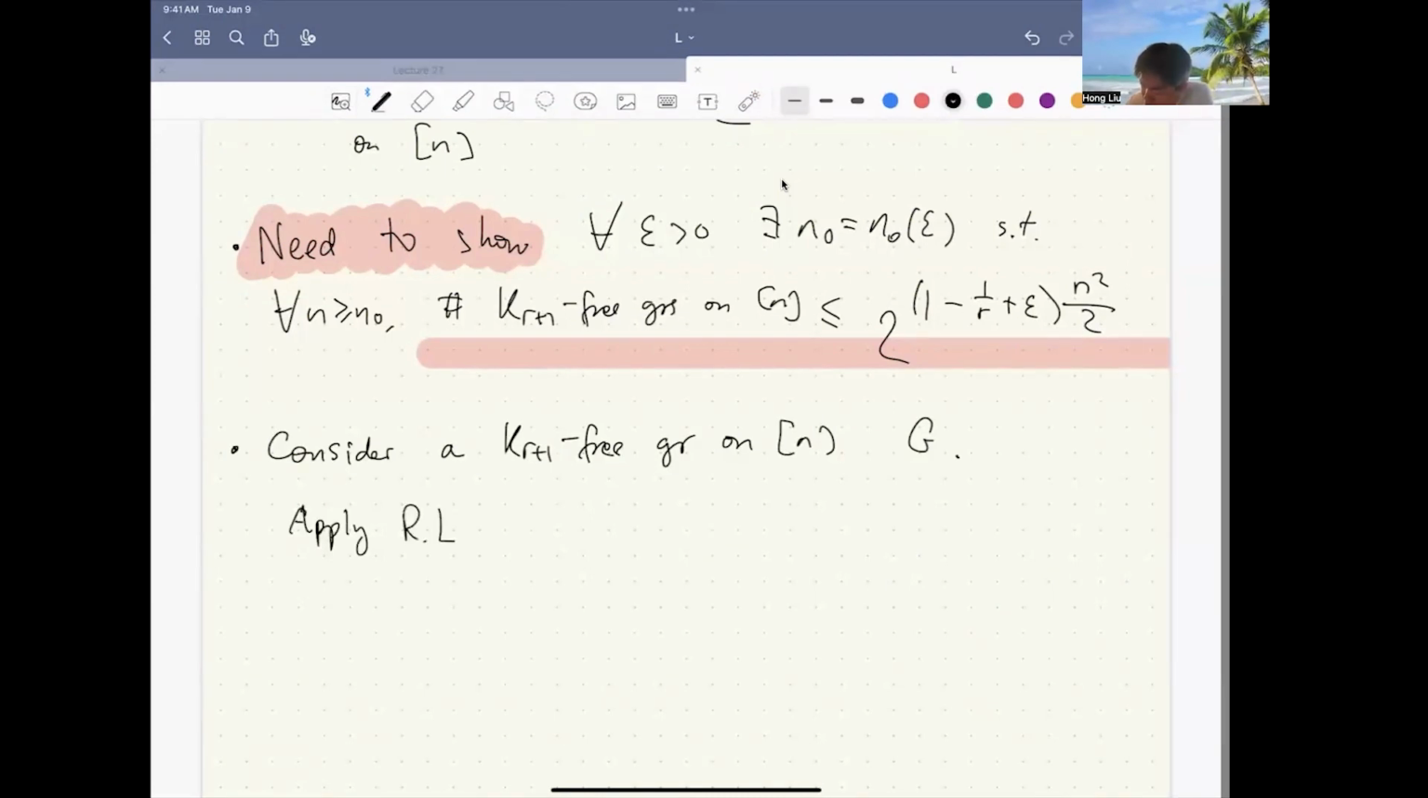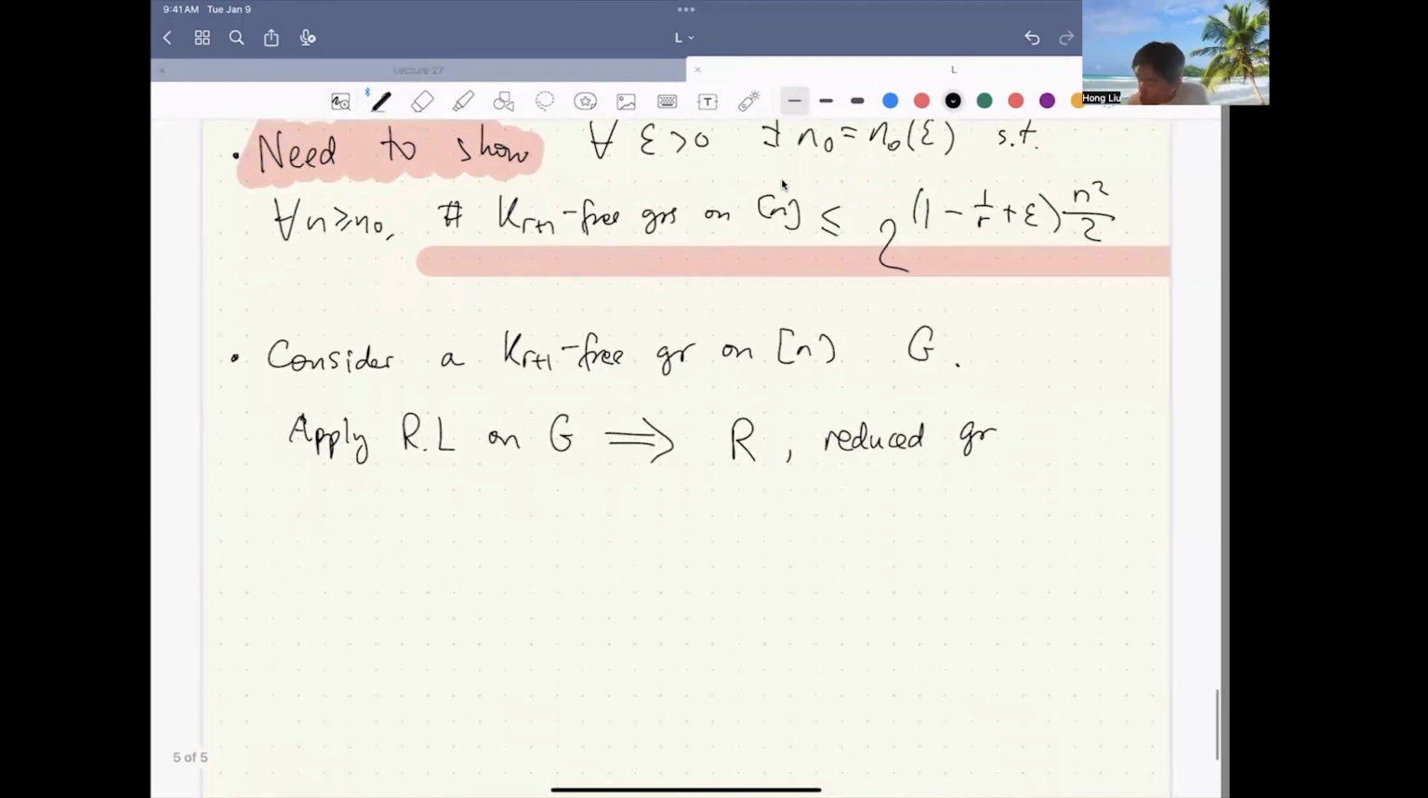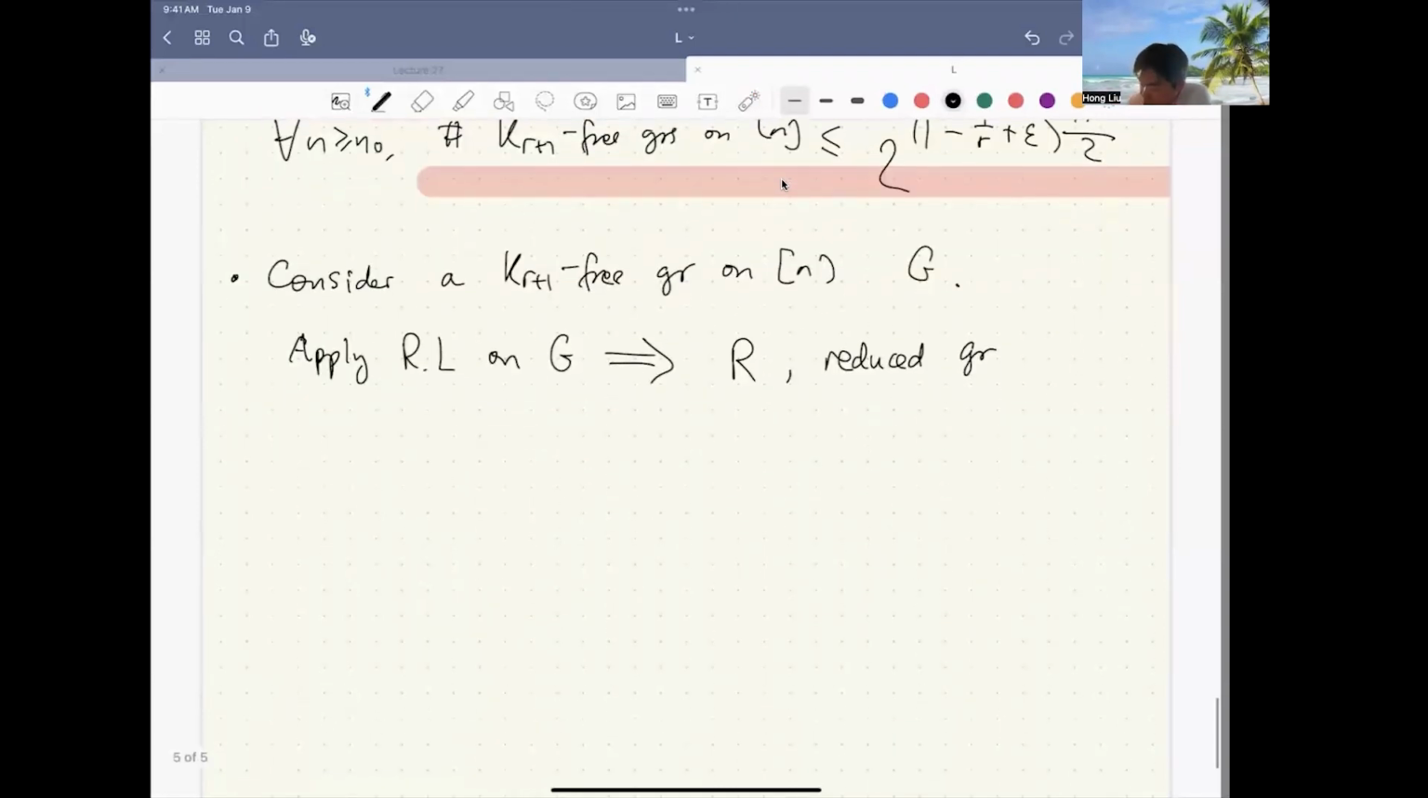Apply regularity lemma on G. What do we get? We get some reduced graph. Okay. What do we also get? So this is the reduced graph. Let's say it looks like this, just for example.